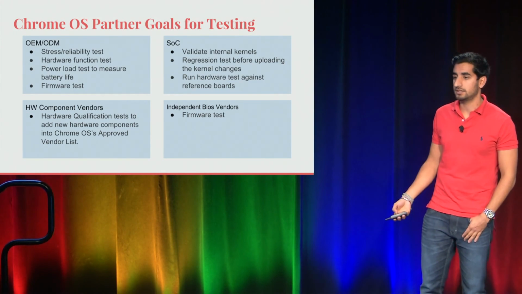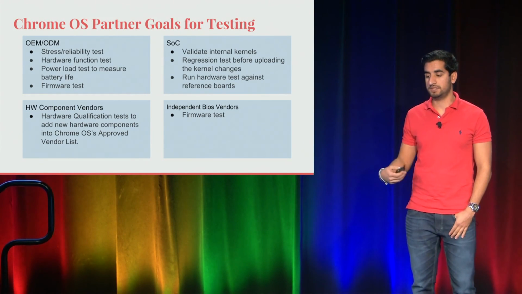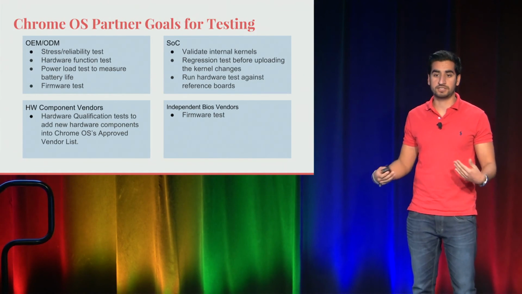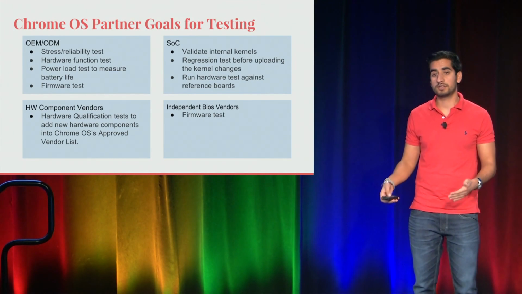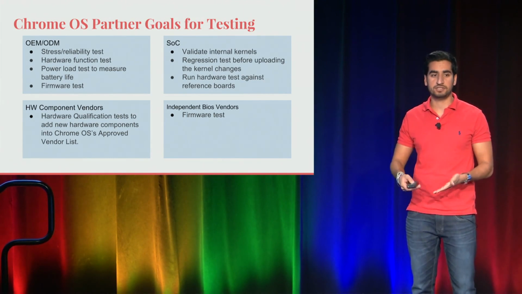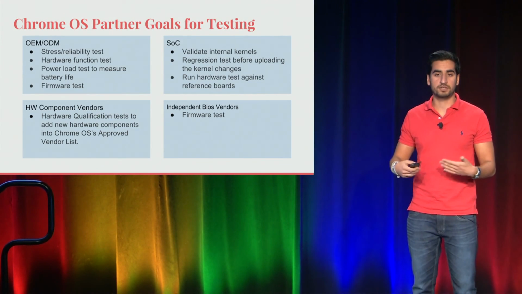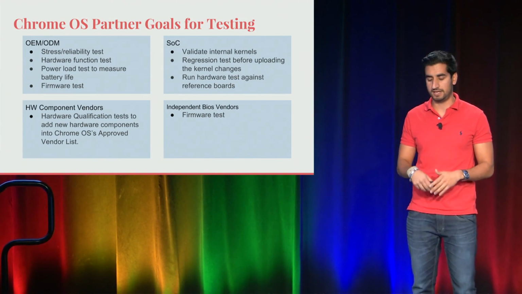An SoC vendor like Intel might want to try different kernels or do regression testing against new kernel changes. Or generally, they make a reference board that they actually don't ship as a Chromebook, but other partners like Dell or HP will build a Chromebook around.